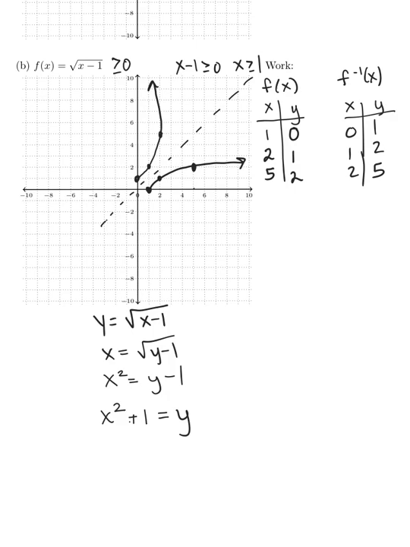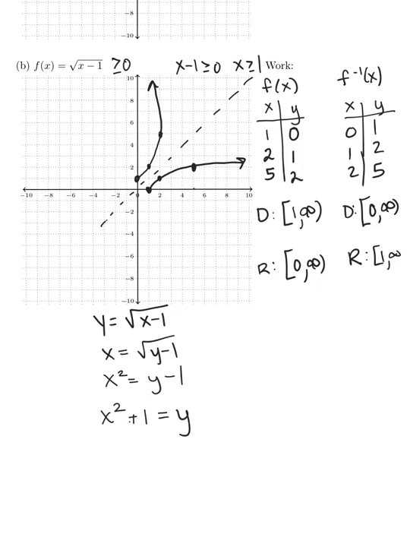We need to state the domain of both functions. So I'm going to do the domain of the first one and the range of the first one, the original function. So it's bracket 1 to infinity. And the range is bracket 0 to infinity. So if we just switch it, the domain of this function should be 0 to infinity. Whoops, not with a double parenthesis. And then the other one should be bracket 1 to infinity.